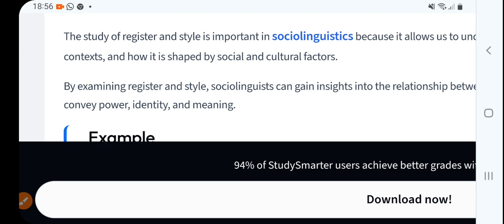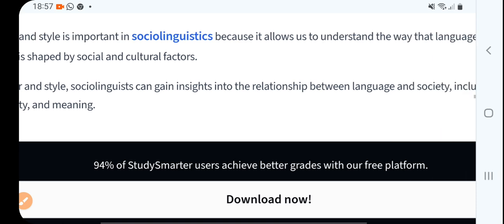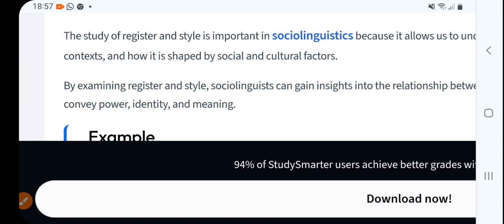So every situation expects one kind of conversation, where we cannot be too formal, and that's casual. At home, if we behave formally, that is abnormal, but at formal places, if we behave informally, that is out of place. This is what they are telling us, that the study of register and style is important in sociolinguistics, because it allows us to understand the way that language is used in different social contexts. Different situations and contexts exist, and accordingly we behave and talk.